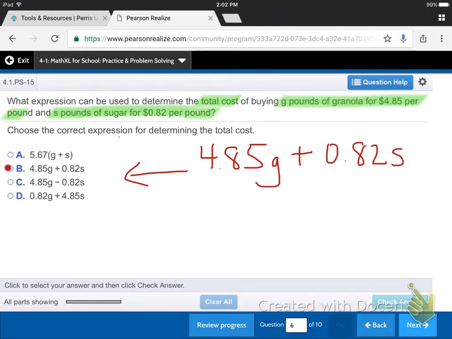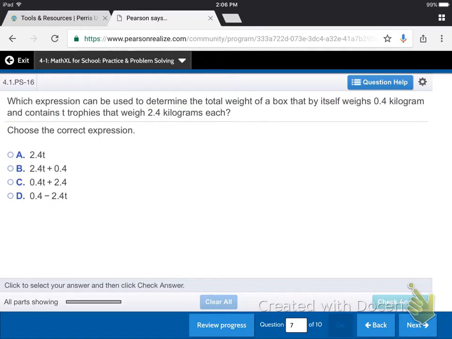It's going to be this one and this one, because it doesn't matter if we switch the order of those terms, we can still add them together and they equal the same answer. Okay, so far so good.